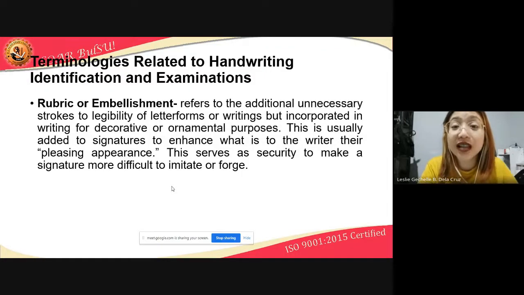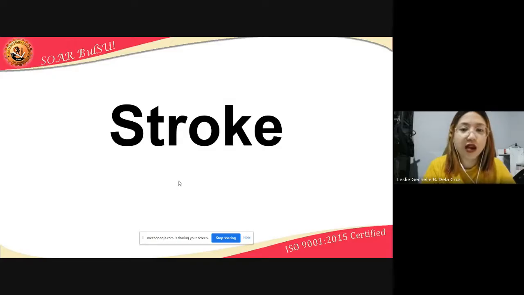This is usually added to signatures to enhance what is, to the writer, their pleasing appearance. Ano ba yung maganda para dun sa writer? Yan yung mga kaartehan, di ba? So, yun yung rubric na tinatawag natin. This serves as security to make a signature more difficult to imitate or forge. Okay.